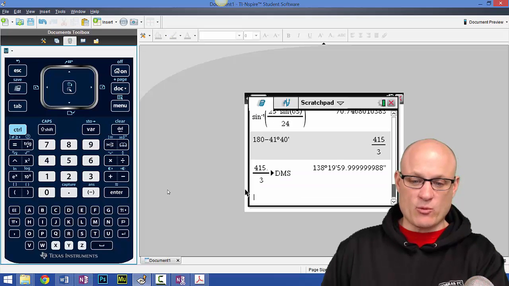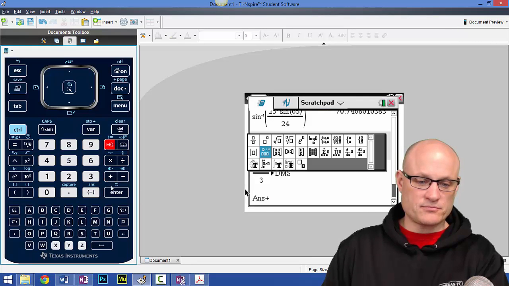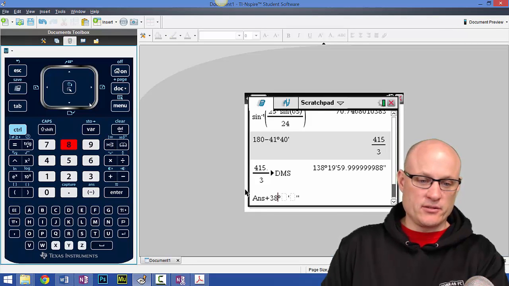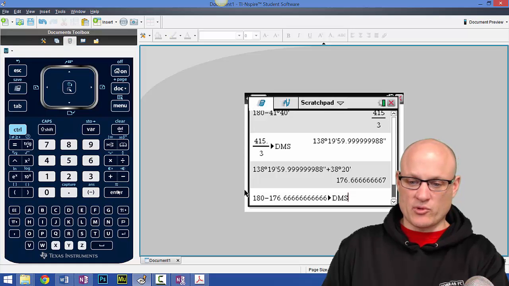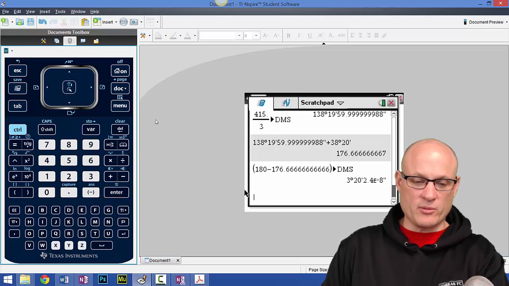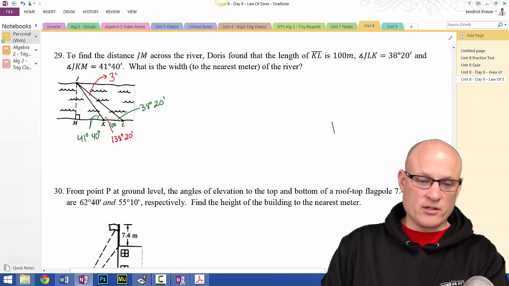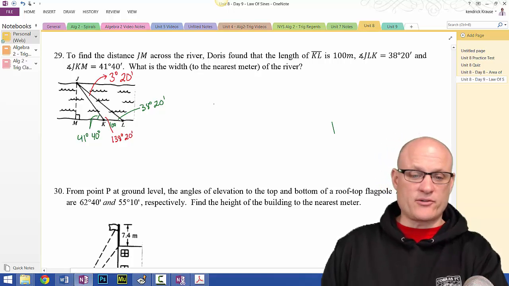So I'm going to take that 138 degrees 20 minutes and add 38 degrees 20 minutes, and hit enter. Then I'm going to take 180 and subtract off that answer, and I'll DMS that. It's going to be some low little angle: 3 degrees, 20 minutes. I should have just gotten rid of the degrees. All right, so now I'm ready.